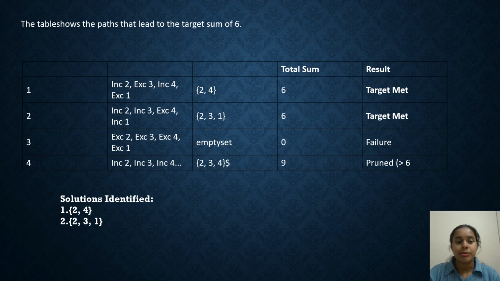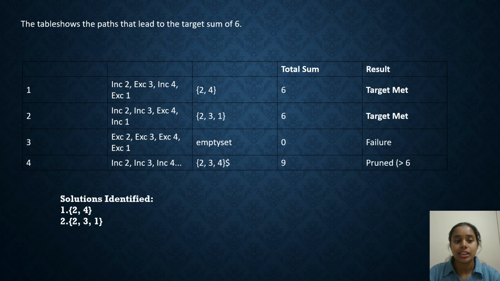From the above example, we have seen that we have got the targeted sum 6 by including the path 2, excluding the path 3, then including the path 4. That is when we are taking the sum of 2 and 4, then we got the targeted sum 6.